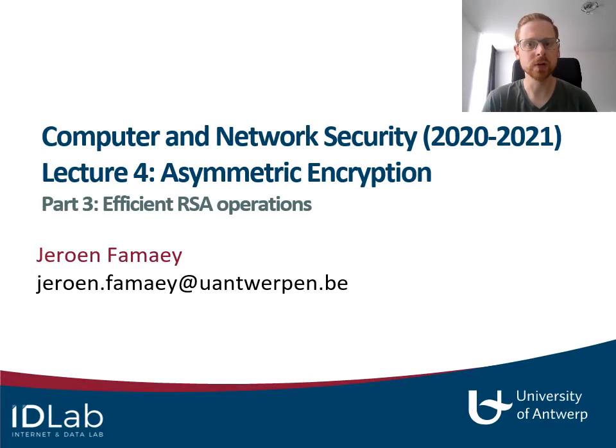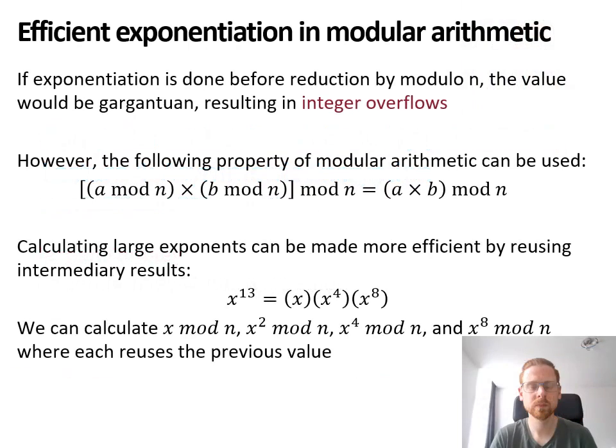In this third video on asymmetric encryption, I will delve deeper into RSA and explain how a computer can efficiently perform RSA-related calculations. There are actually two aspects related to RSA where efficiency is important. The first one is the encryption-decryption process, and the second one is key generation. But let's start with encryption and decryption.